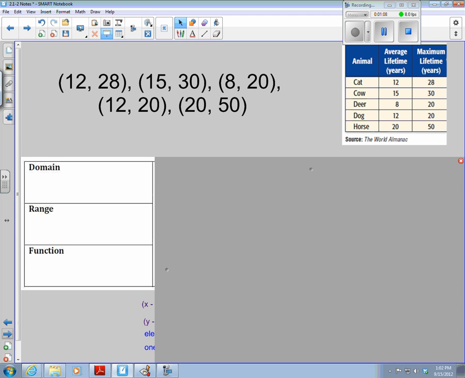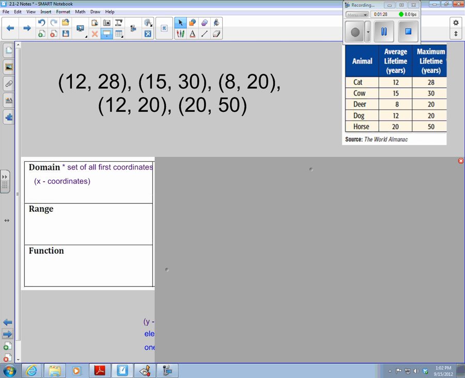Here's all the data points for this particular table over here. And we're going to talk about what a domain is, a range is, and a function is using this data. Well, first of all, domain. Domain is the set of all first coordinates, basically your x coordinates.